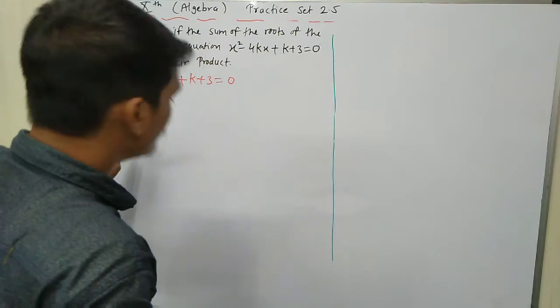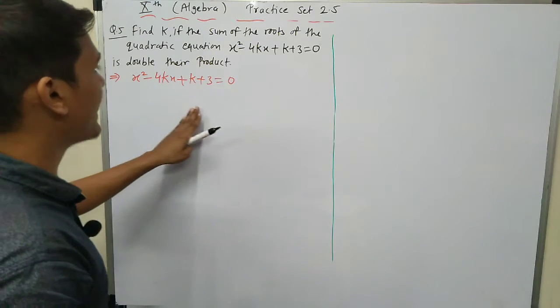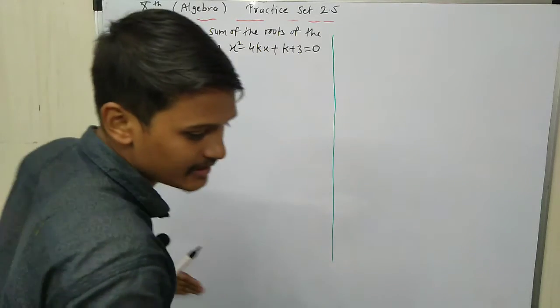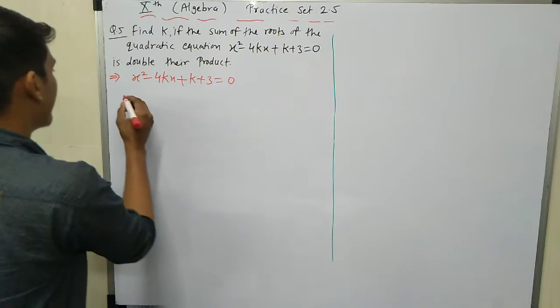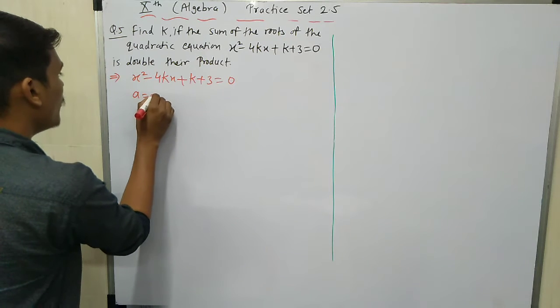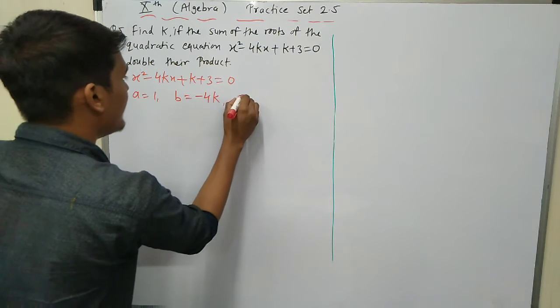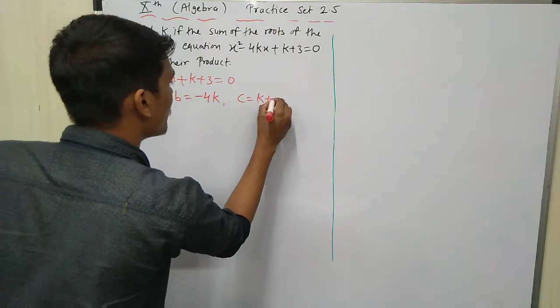Now you can write down what is the value of a, what is the value of b, what is the value of c. Understood? Now you can write down here a is equal to 1, b is equal to minus 4k and c is equal to k plus 3.